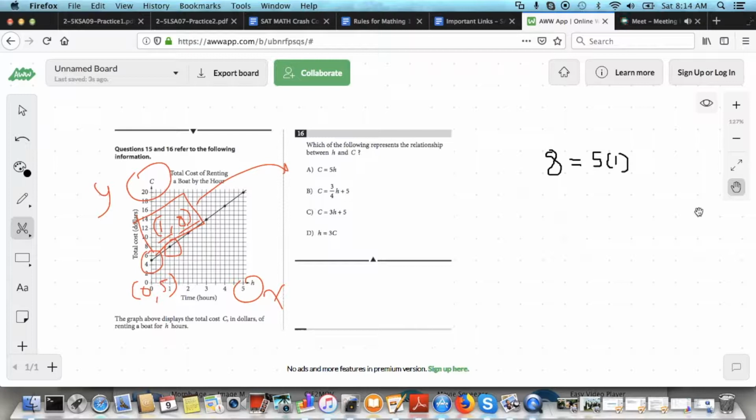Is that a true statement, Laura? No, that's crazy, right? 8 does not equal 5. So we don't have to worry about A as an answer choice. A is gone. What about B? Can I see you plug in those C and H values for answer choice B?